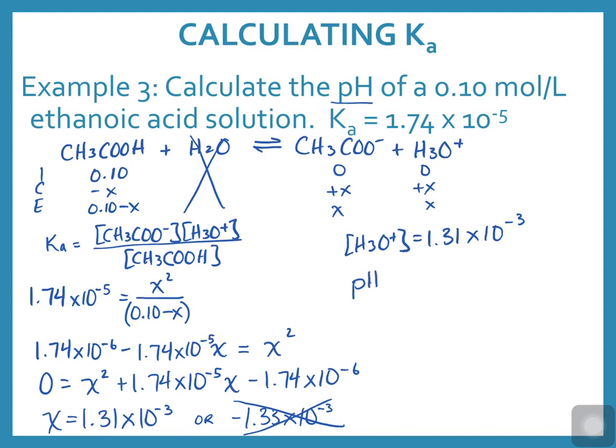So pH is equal to negative log of my hydronium ion concentration, which is equal to 2.88.